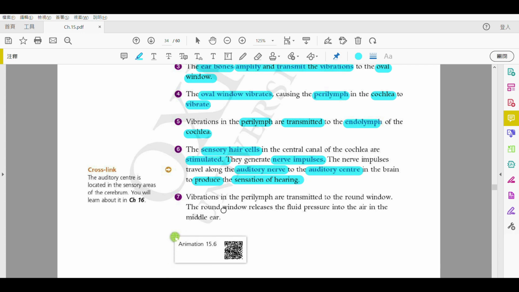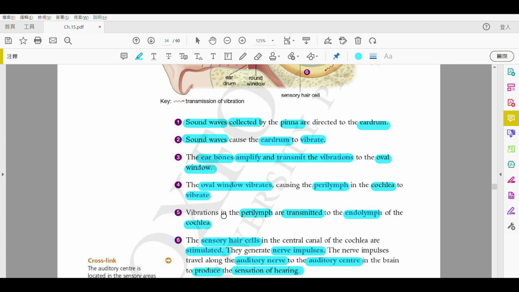And then the last part, number 7. We have not talked about this earlier, but it's very simple. So after it passes through the endolymph, what remains? The vibration will be transmitted to the round window. And this round window will release the fluid pressure, as said earlier, into the middle ear. So just give me one more minute.